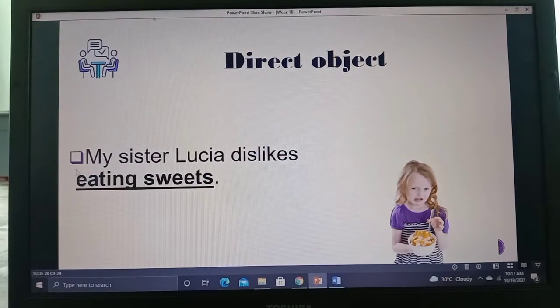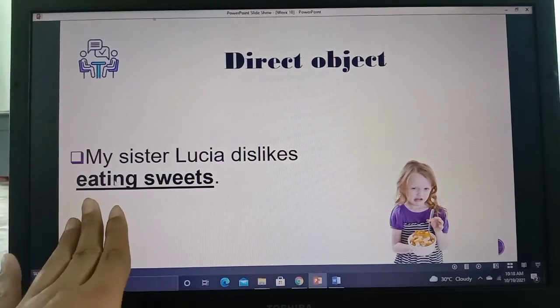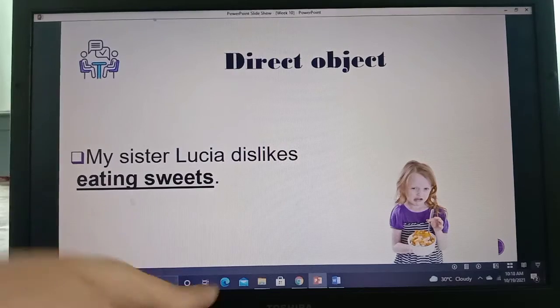So, next one, pwede rin siyang mag-function as a direct object. Ang example naman nito is, my sister Lucia dislikes eating sweets. So, dito sa Sister Lucia, ano yung dinadislike niya? Eating sweets. So, yun yung direct object dito sa sentence. And eating, it is an example of gerund.